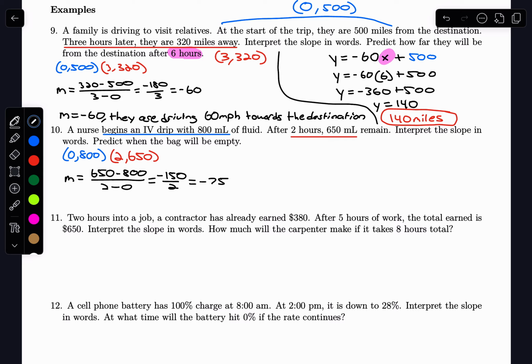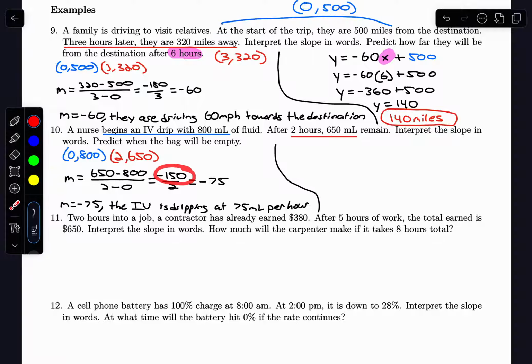So now in the context of the problem, it says we began an IV drip, and after 2 hours, we have less milliliters in there. So negative 75, it's negative because we're losing or using this IV fluid. Okay, so what we can say, this negative 75 as our slope means the IV is dripping at 75 milliliters per hour. Okay, and the reason we call it per hour is because our numerator represented the milliliters of IV and our denominator represented the number of hours.